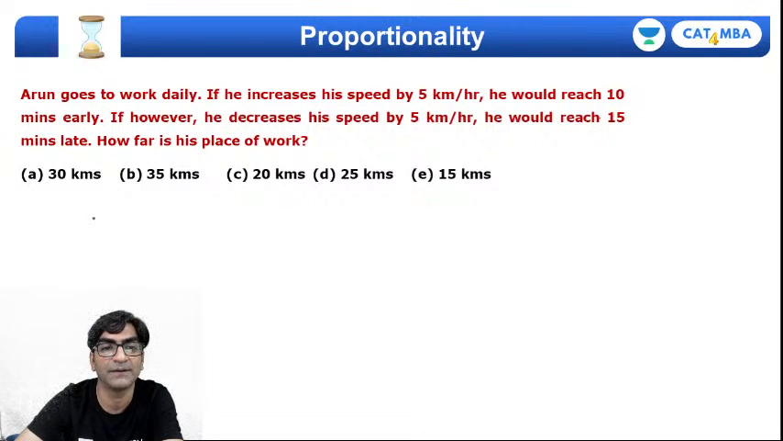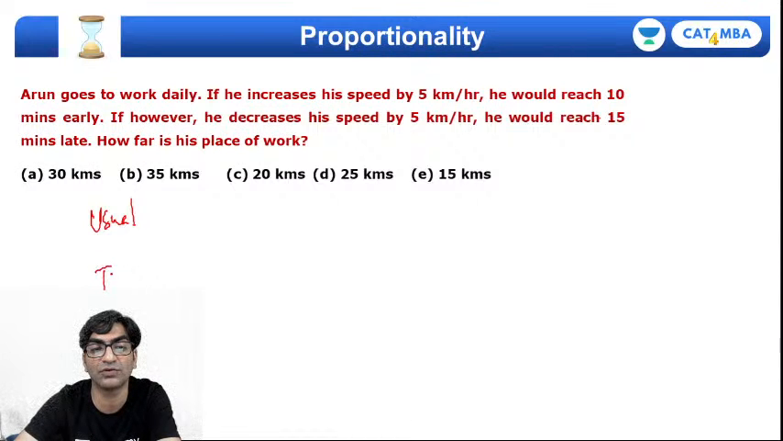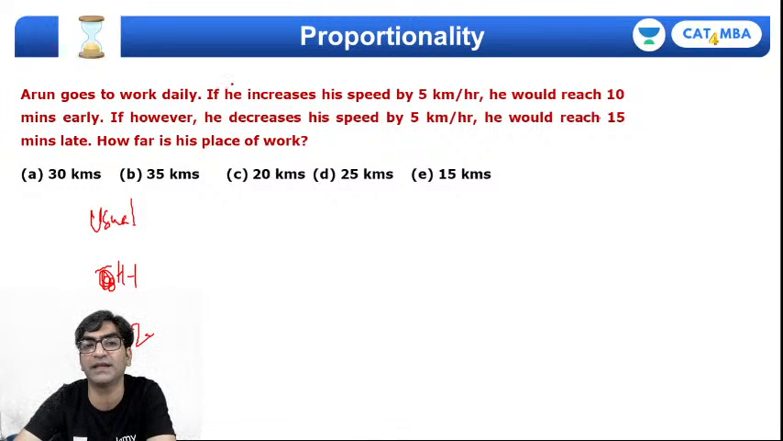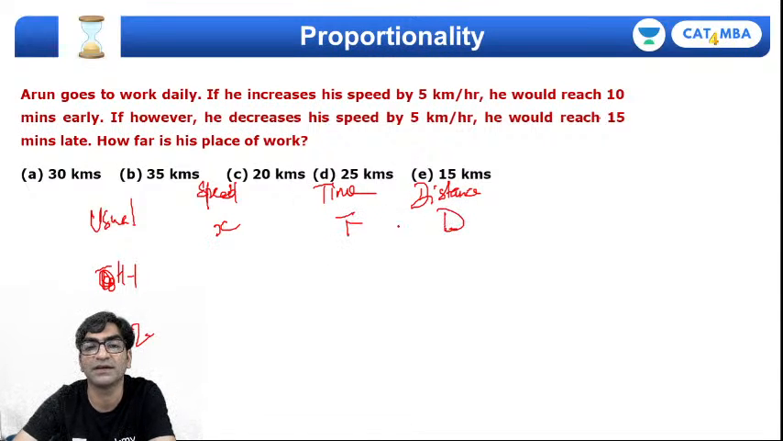Now imagine this. There's a usual scenario. There's the scenario today. In fact, there are two hypothetical scenarios, H1 and H2, right? Because it says if he decreases his speed by 5, which means, think about it, speed, time and distance, correct? So usually what does he do? He travels at a speed of x, he takes a time of t, and he travels the distance of d.